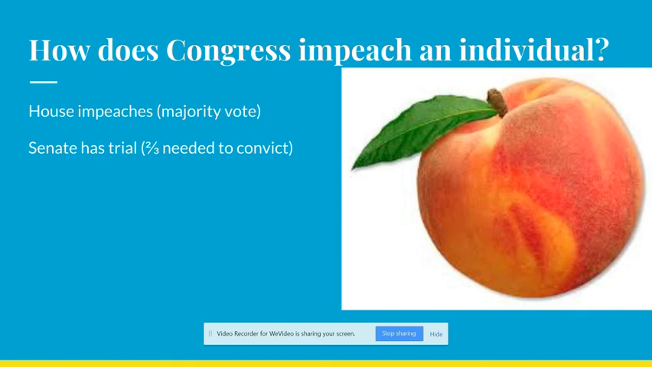Now, that doesn't mean that the person won't face criminal charges. If the person has committed federal or state crimes, the impeached individual might face a trial in a criminal court, but that would be a separate proceeding. The result of a conviction in an impeachment case is just losing your job. So to wrap that up, the House impeaches, and then there's a trial in the Senate.